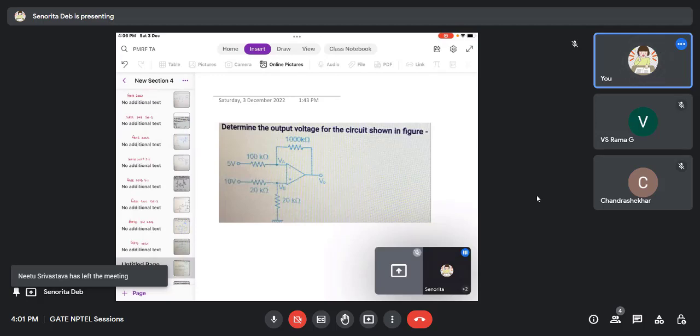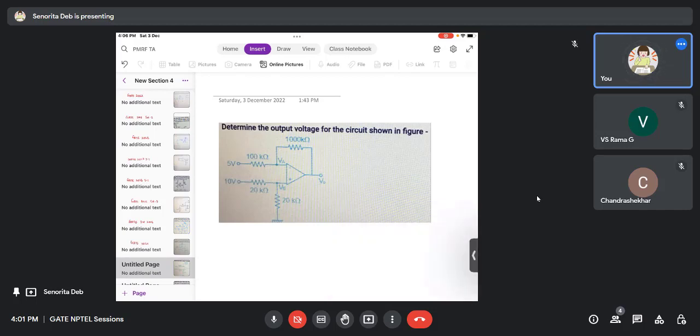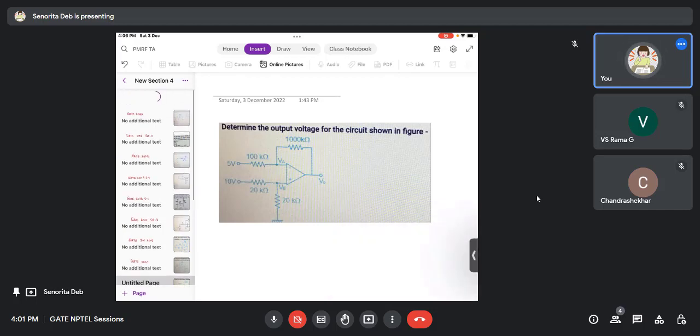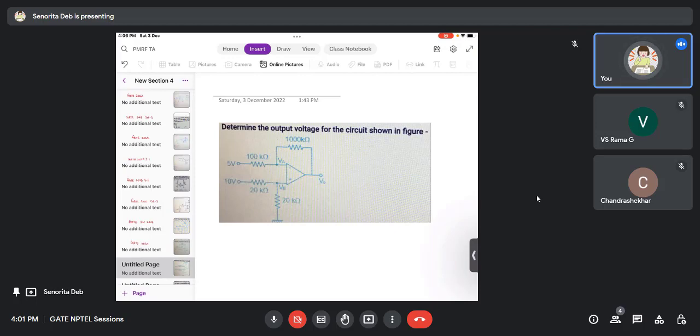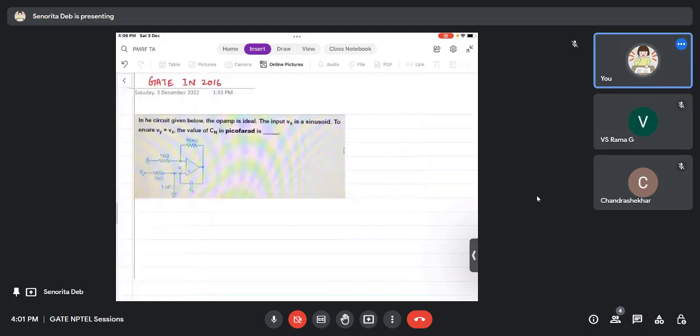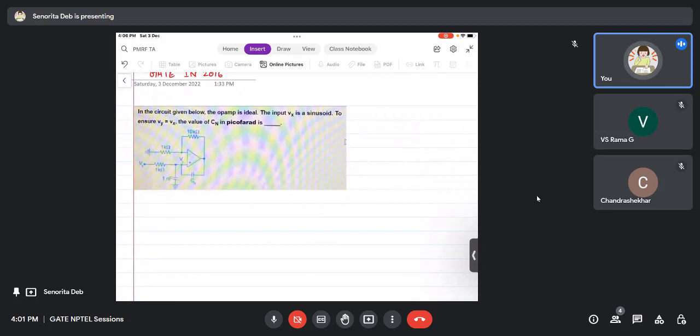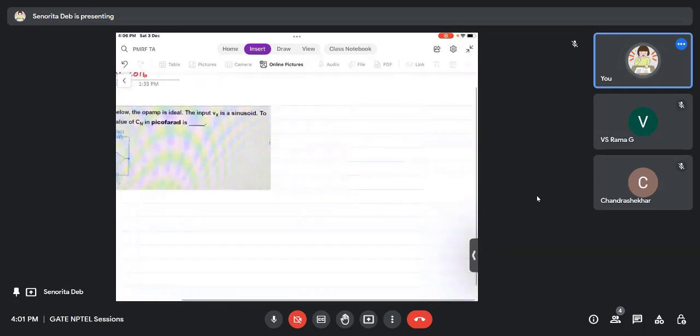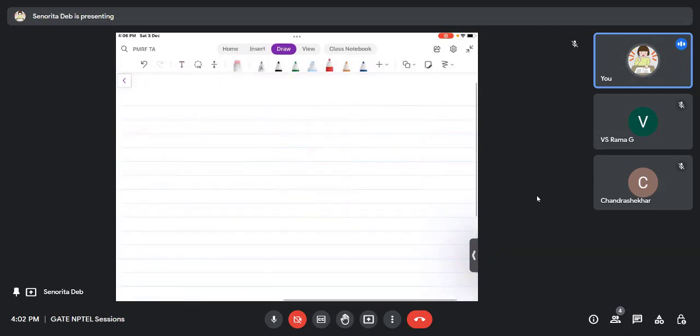This is the second class, and we will be doing the Opamp circuits only. In the past few years' question papers I was going through, I saw that mostly the questions are not that difficult. In Opamp questions you will have to use KCL and KVL equations, so please make sure your network theory is good. Network theory concepts are needed.